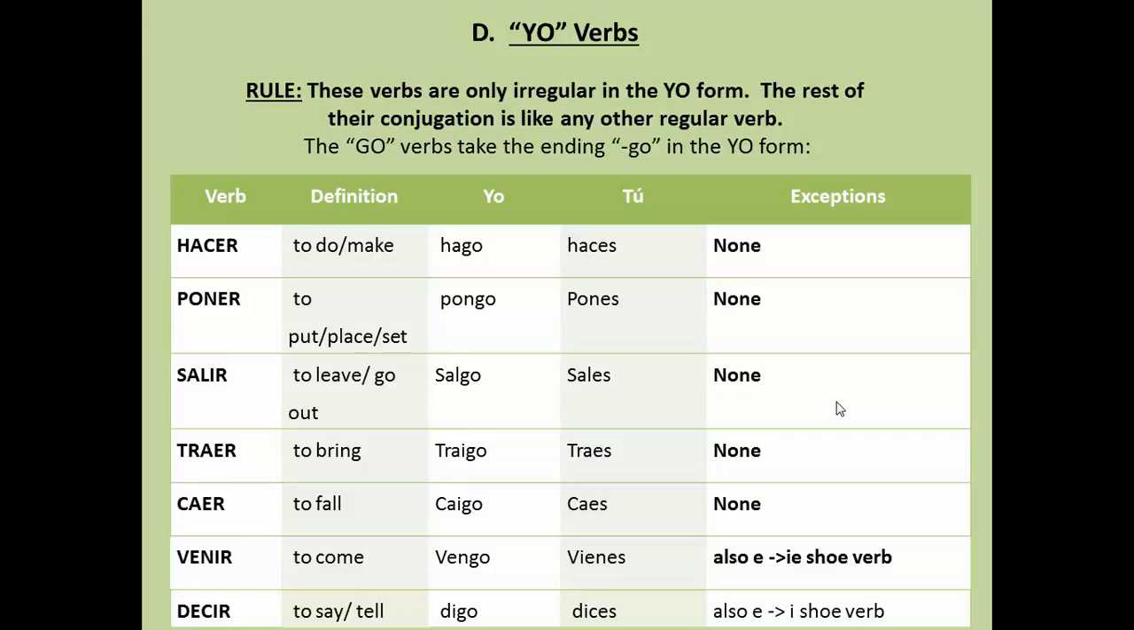Decir is digo, and then goes dices, dice. This one is similar to venir, where inside the boot, except for the yo form, it is also a boot verb, right? It goes E to I for the decir. So digo, dices, dice, decimos, decís, dicen. Okay? So hopefully those are going to sound familiar to your ears, so you'll be able to produce those easily and sound correctly when you say them.